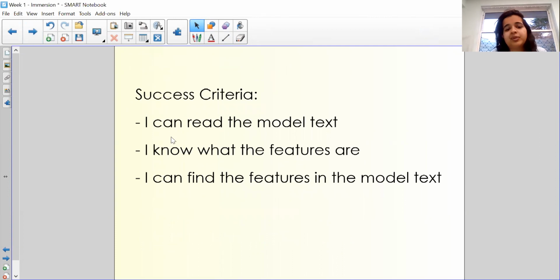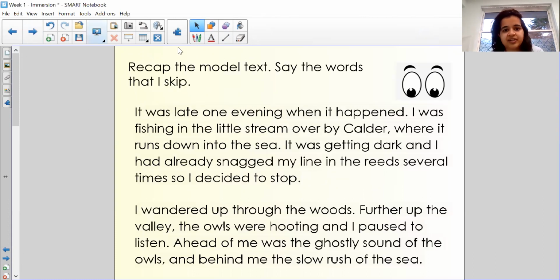Your success criteria would be I can read the model text, which we will do in a minute. I know what the features are, which I will review with you. And then finally, you can find the features in the model text. That would be your top step to your success criteria.